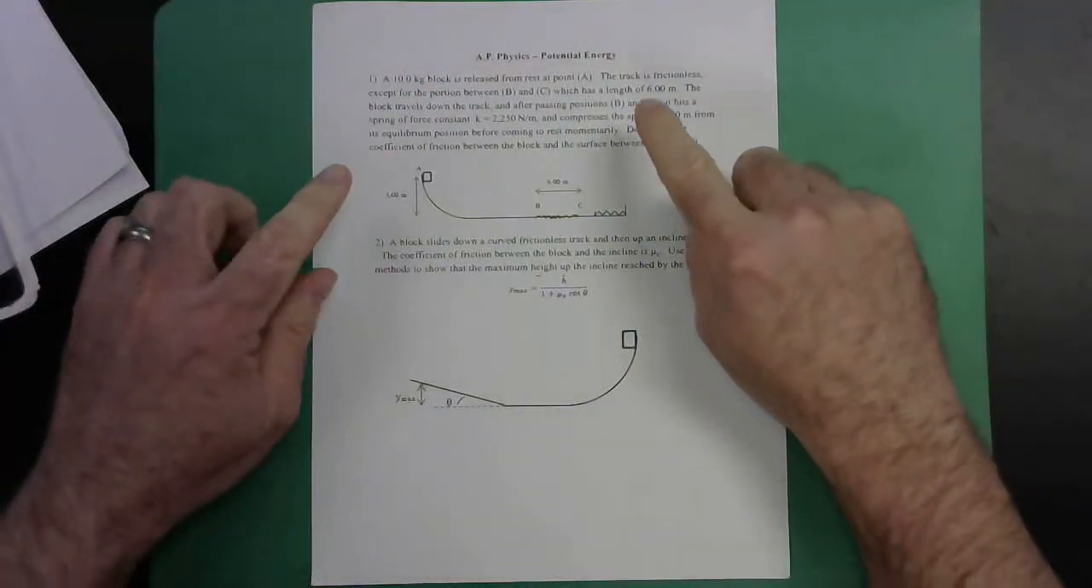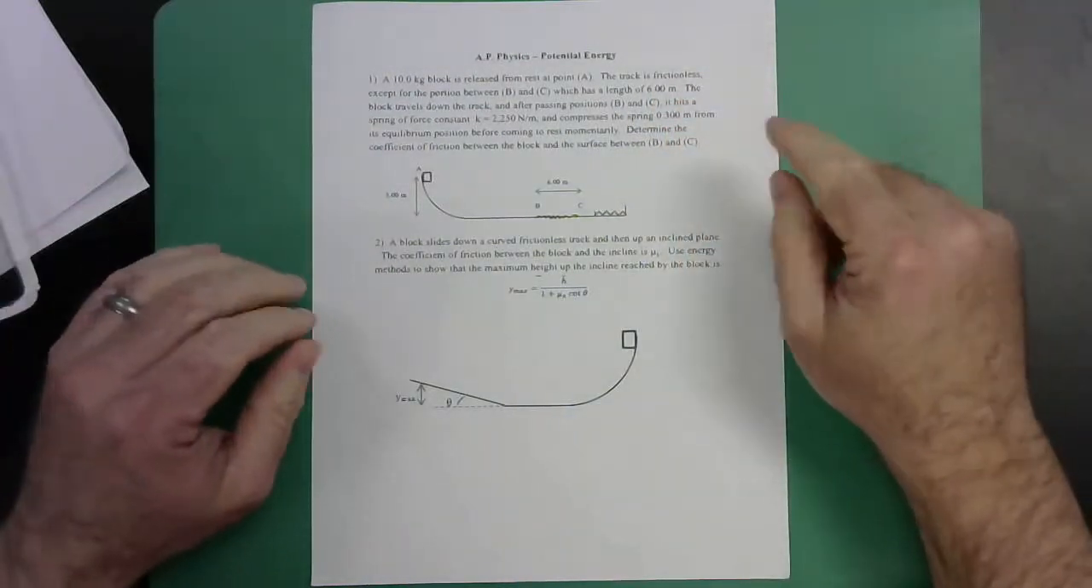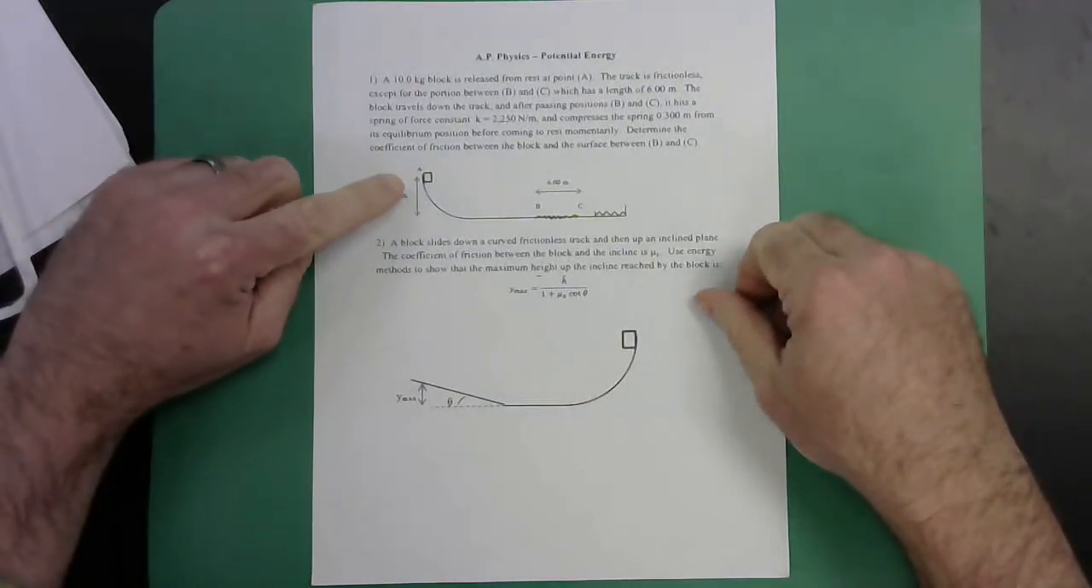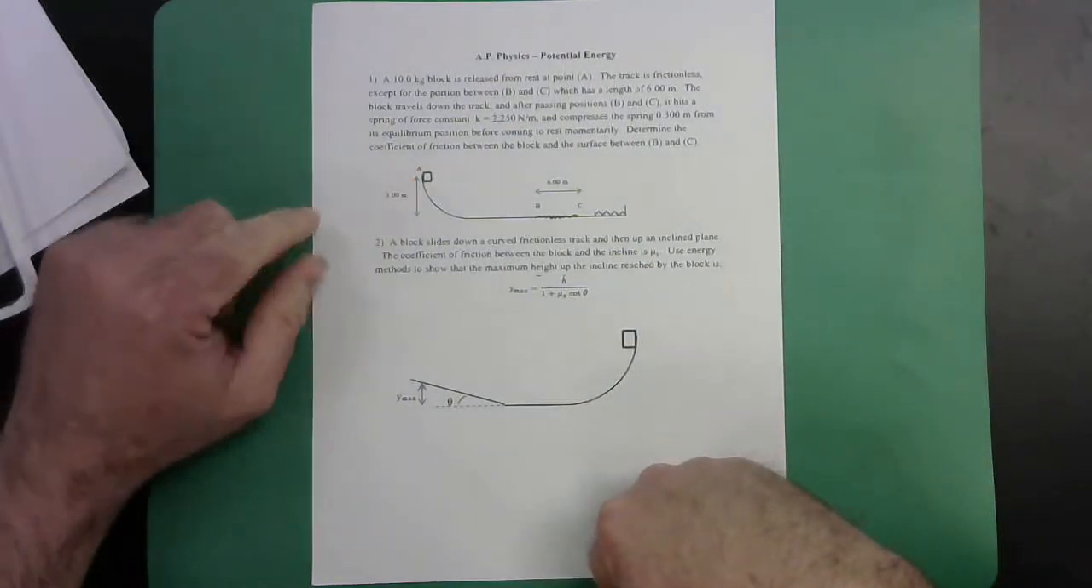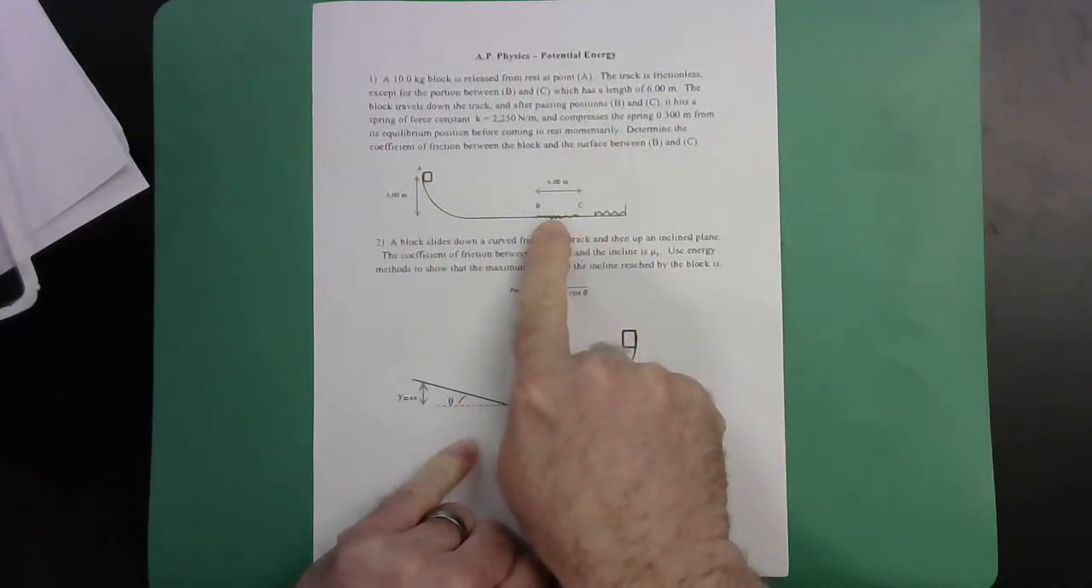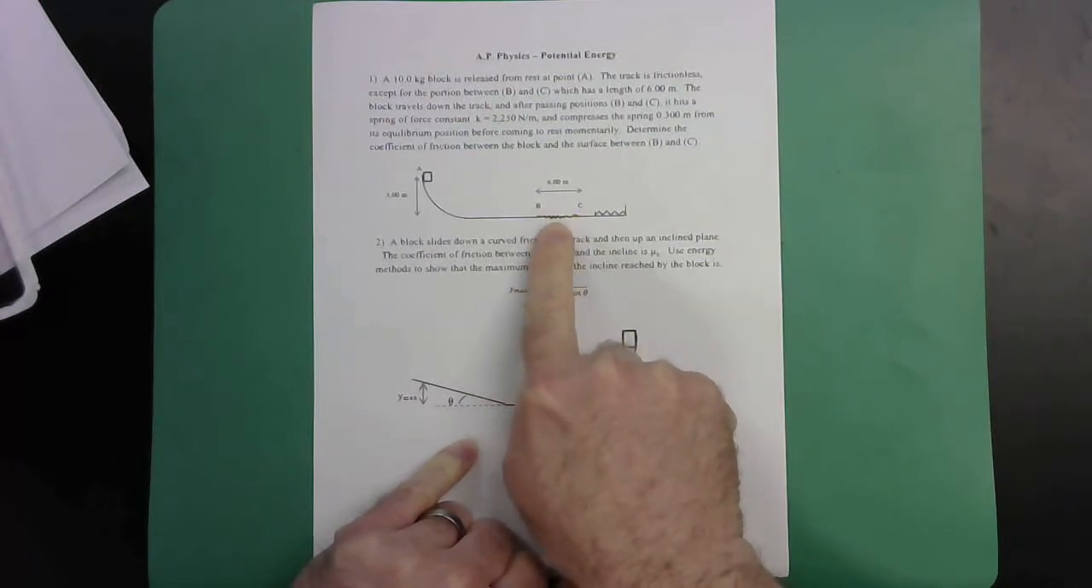All right, here we are for AP Physics Potential Energy. Going to work through problem 1 here. Problem 1 says, I have a 10 kilogram block. We're going to release it from rest at point A on a frictionless track, except it's rough right here between B and C, between these positions, that 6 meter long stretch.